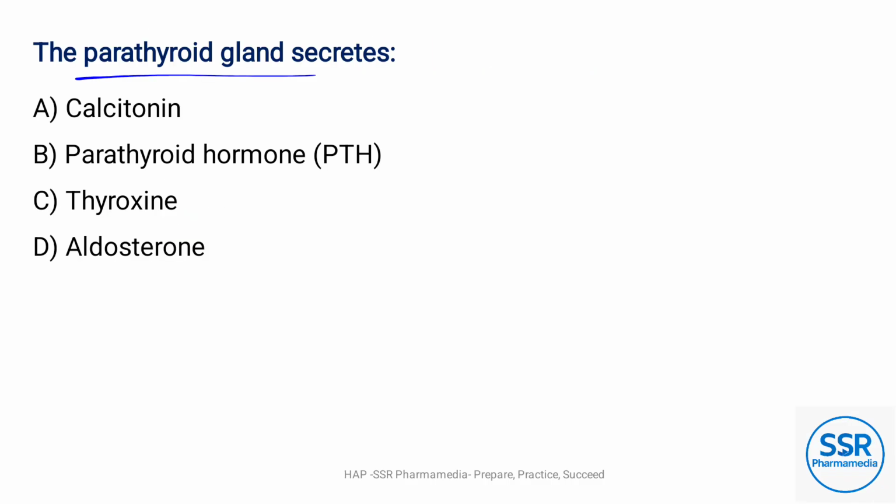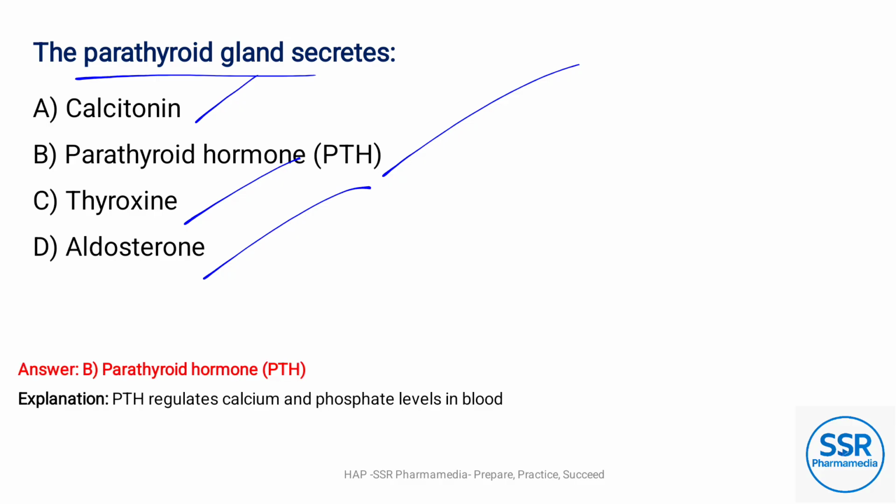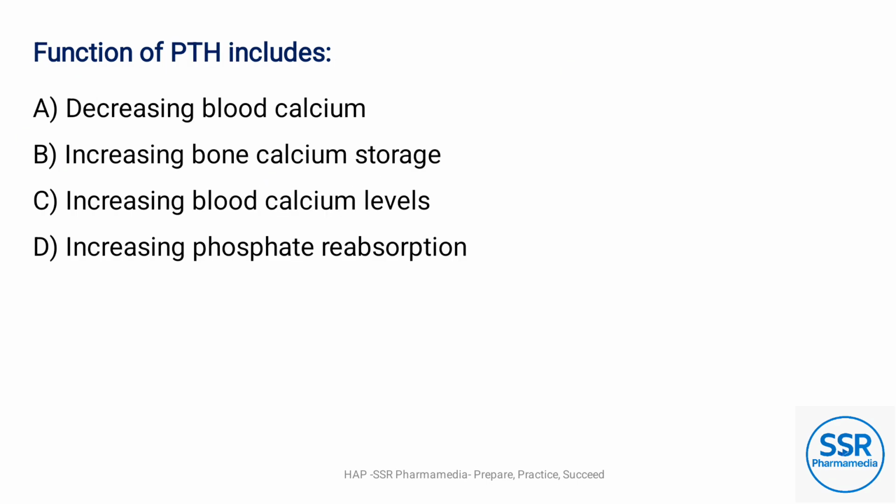Parathyroid gland secretes option A calcitonin, option B parathyroid hormone, option C thyroxine, option D aldosterone. So the answer is option B, parathyroid hormone. Parathyroid hormone regulates calcium and phosphate levels in blood. So it is very important for regulation of calcium and phosphate level in blood.